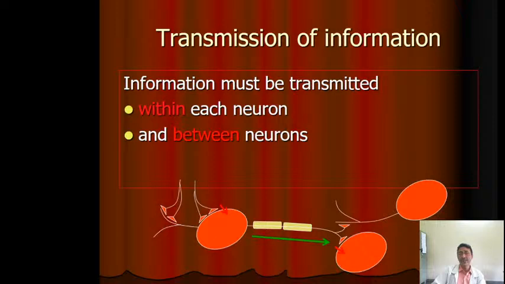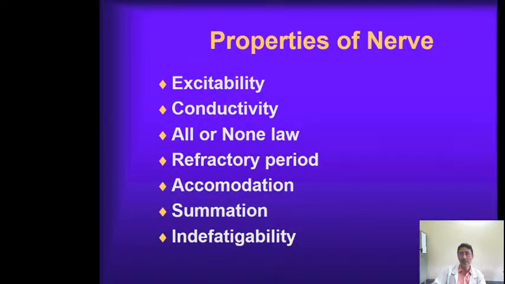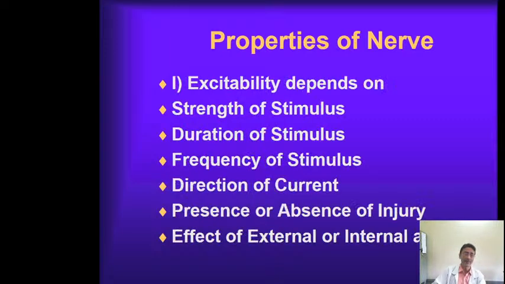Basically, the function of the nerve is that it should transmit information from one neuron to another neuron. The basic properties are excitability, conductivity, all or none law, refractory period, accommodation, summation, and indefatigability. Now, excitability means the ability to respond to a stimulus. What is a stimulus? Stimulus is a change in the external environment.